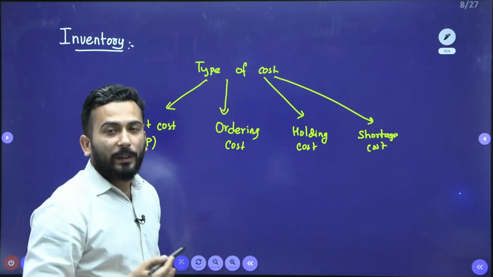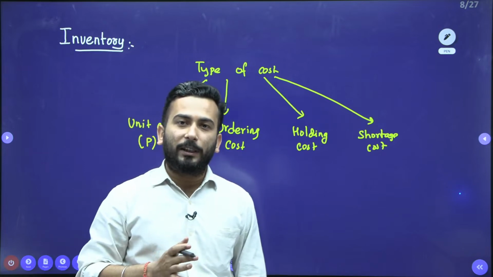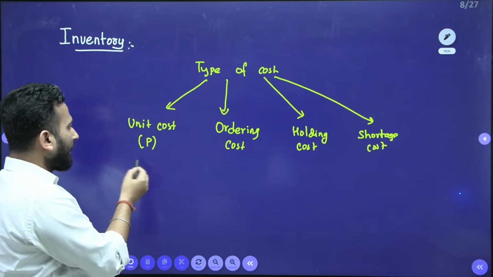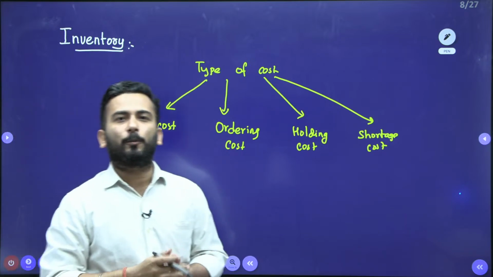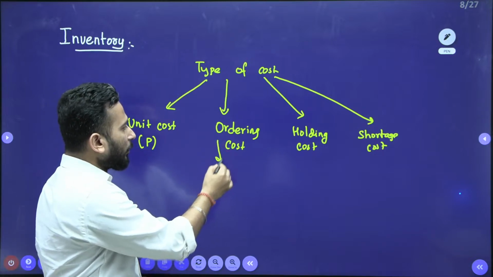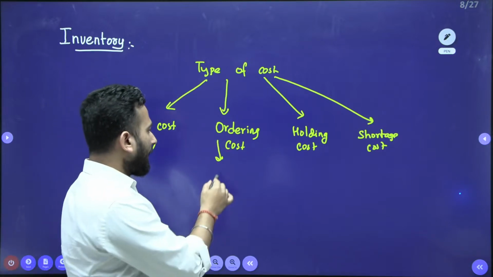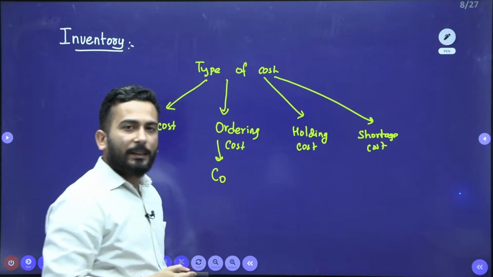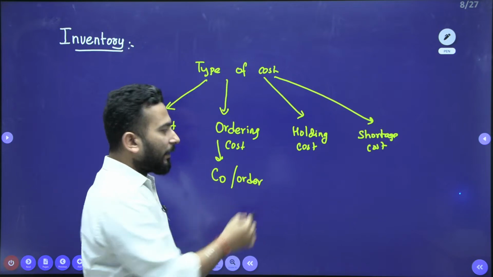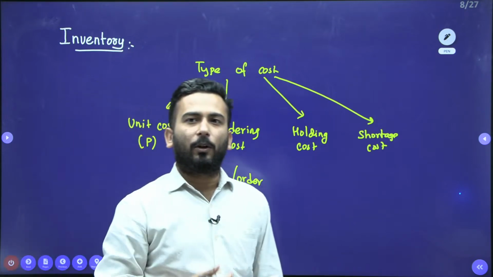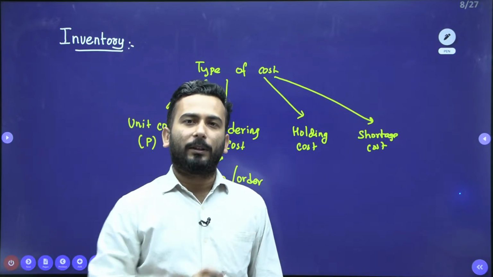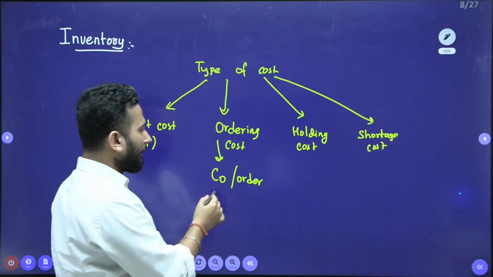Now units are also very important. We cannot simply ignore the units. See, the cost of an item is per unit, it will be just simply rupees 5 per item, something like that. Fine. Ordering cost is cost per order, that is C naught. Generally it is represented by C naught, per order. See, when you place an order, you can order any number of items. So it is not really dependent on the items, it is per order.